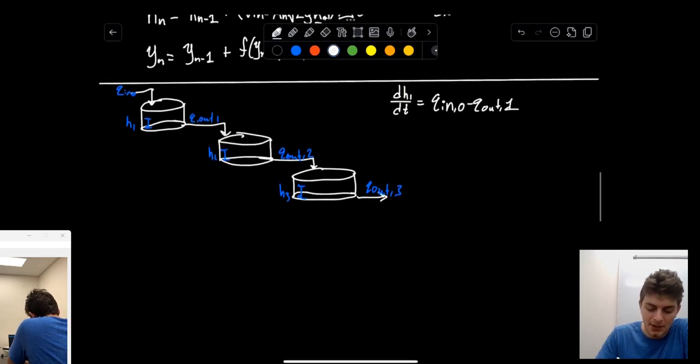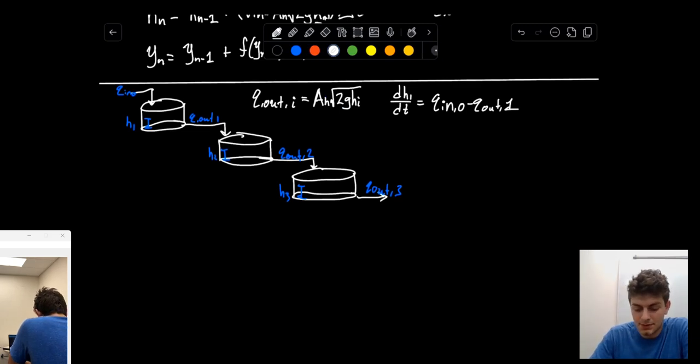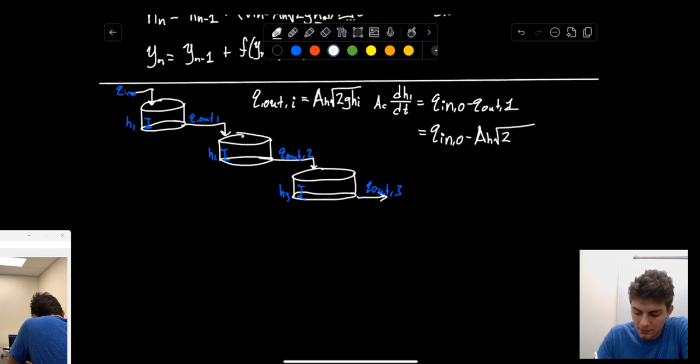And so for all of them, no matter which tank we're at, Q out for tank I, we can say, is going to be area of the hole times the square root of 2gh of tank I. So in this case, for change in height 1, we would just say that that is going to be equal to, oh, again, cross-sectional area. Don't forget that, even though it's 1, so we can't really forget it here. Lost myself there. So we can rewrite this then for tank 1 as the following. There we are.